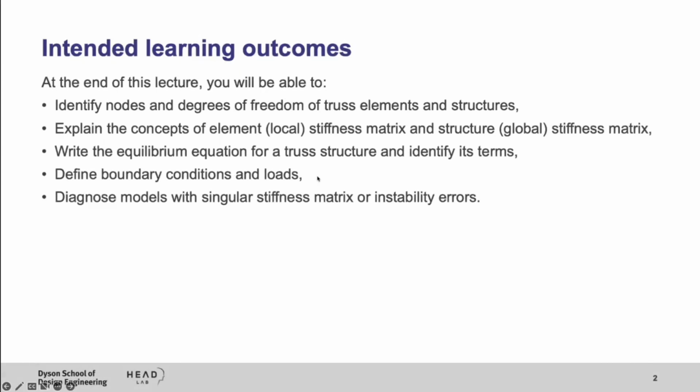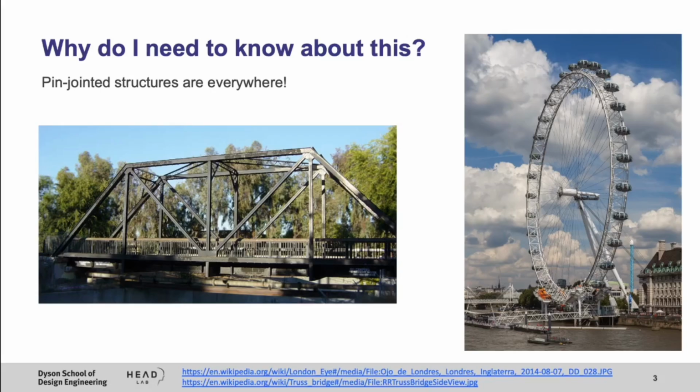At the end of this lecture, you will be able to identify nodes and degrees of freedom of truss elements and structures, explain the concepts of element or local stiffness matrix and a structure or global stiffness matrix, write the equilibrium equation for a truss structure and identify its terms, define boundary conditions and loads, and finally diagnose models with singular stiffness matrix or instability errors.